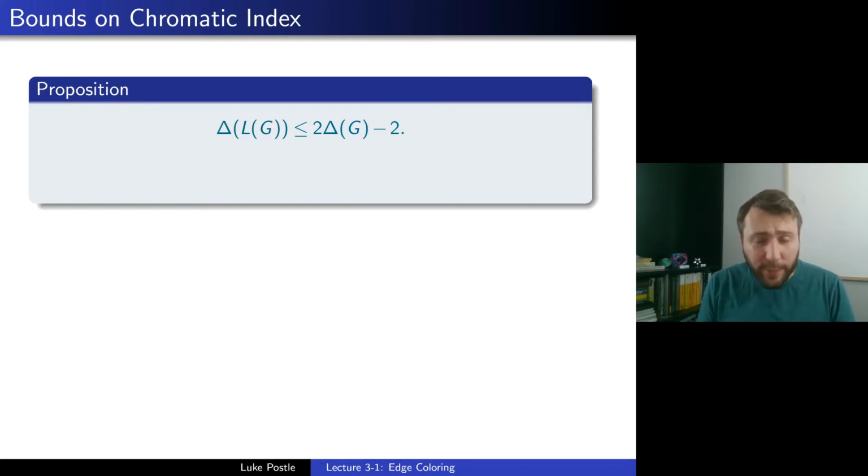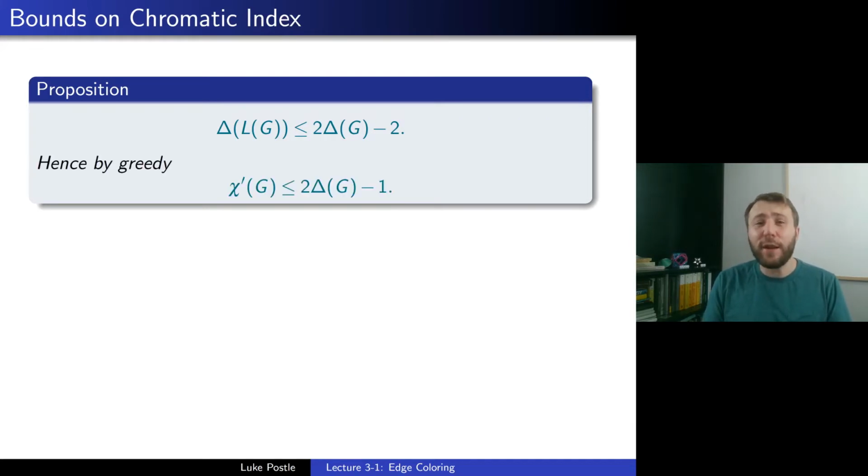Well, there's the greedy bound, right? So what's the maximum degree of a line graph? Well, you can upper bound it in terms of the maximum degree of the original graph. Namely, it's at most 2 delta G minus 2 because an edge uv, well, you could have delta minus 1 other incident edges at u and at v also delta minus 1, and you put these together, you get 2 delta minus 2, and hence the greedy bound for vertex coloring shows that chi prime of G is at most 2 delta G minus 1. So that's pretty easy to get a bound that's linear in the original maximum degree.